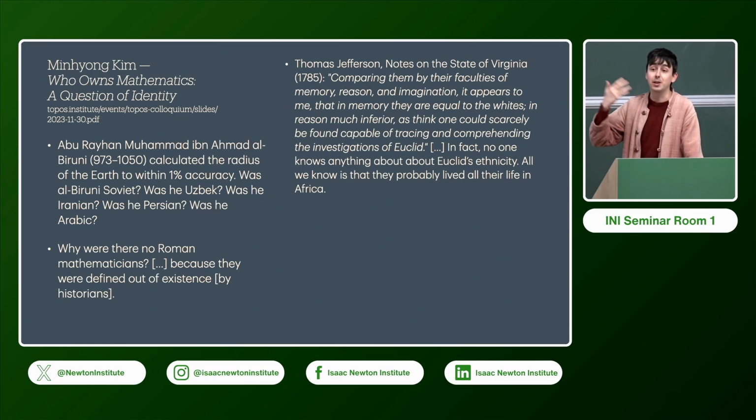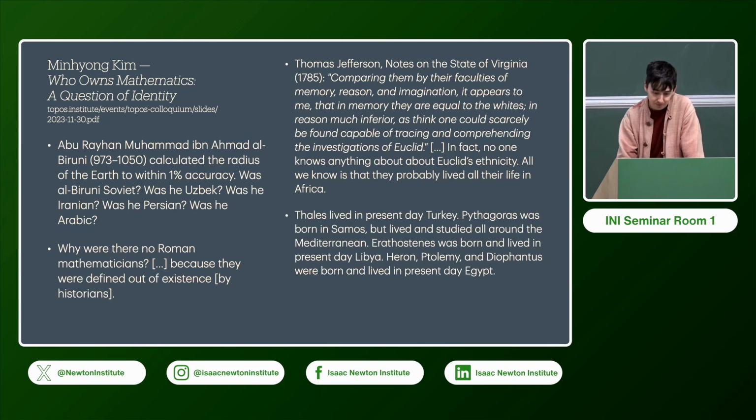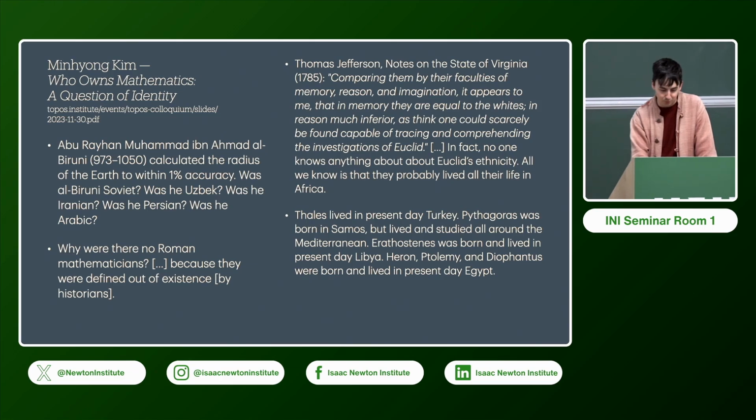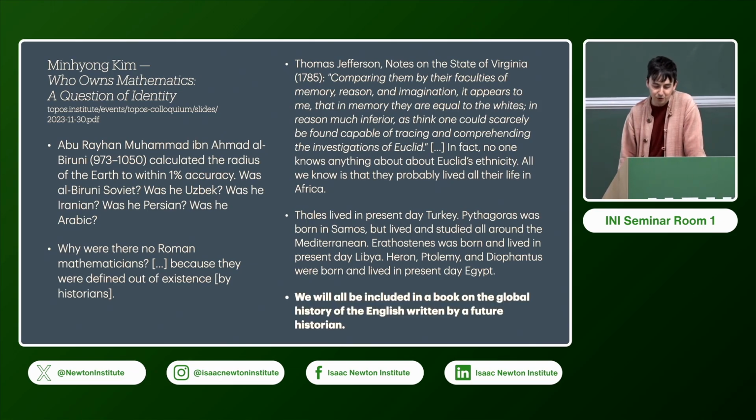But the language in which they publish has led us to determine certain conclusions. He gave a lot of examples of other mathematicians who we seem to associate with a specific place, but actually, again, it's just the language in which they publish because it was the lingua franca of the time. And he ended this talk with a great quote, which is that in the future, we will all be included in a book on the global history of English written by a future historian, irrelevant of what language we speak and irrelevant of what country we're from, because this is the language of mathematics today.